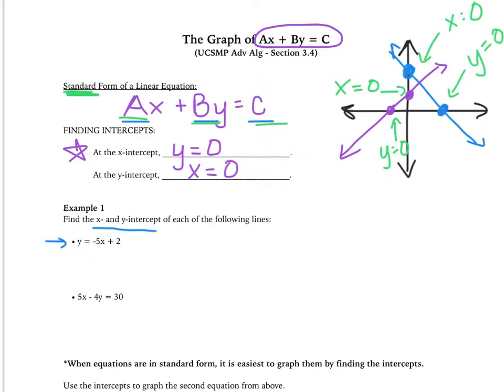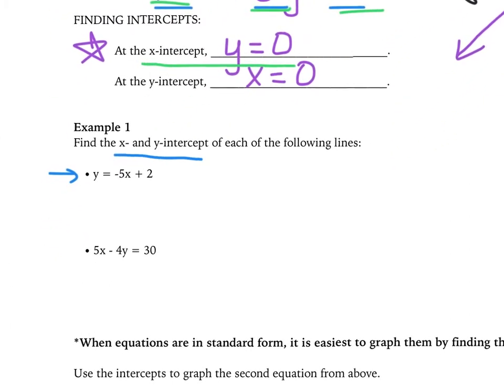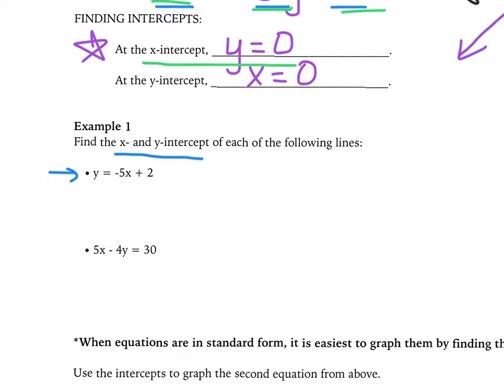But what's the x-intercept? Well, if I look back at what I just figured out, at the x-intercept, I always know y is equal to 0. So to find that, and you are going to want to write this down, to find the x-intercept, I'm going to plug in a 0 for y. Always. Doesn't matter what your equation looks like. That's your strategy. Okay? So I'm going to say 0 equals negative 5x plus 2. And then I'm going to solve that.